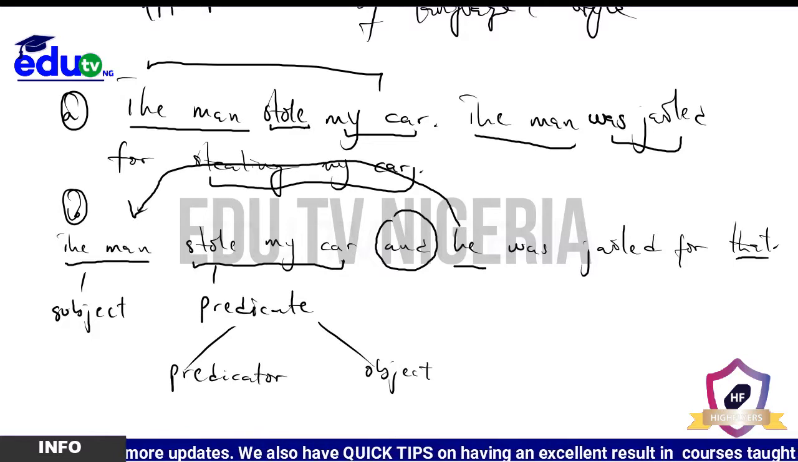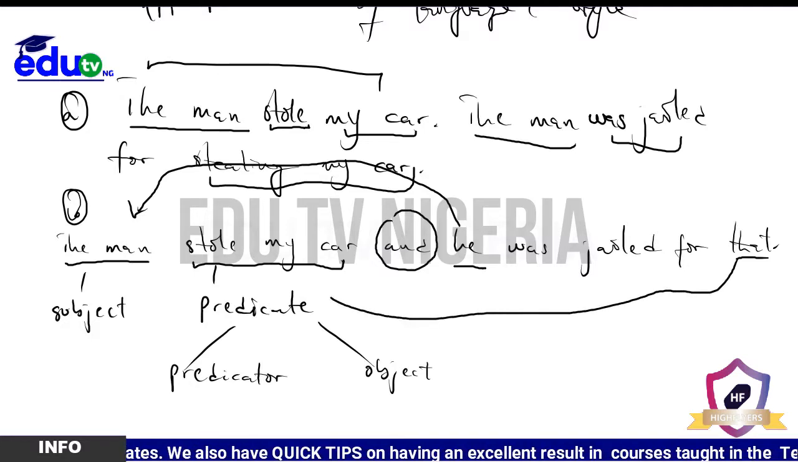Am I right? And the whole of "stole my car", which is the predicate, is being replaced with "that". That is what we call cohesion in a sentence. Do you understand that? So cohesion helps you avoid unnecessary repetitions in a text. It also helps you create an instance of unity.